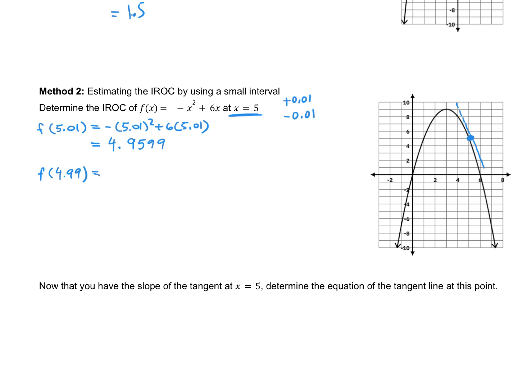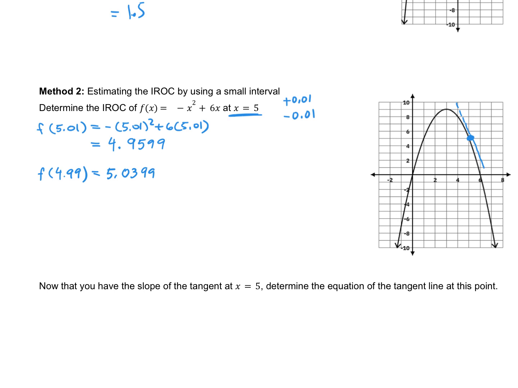I'm going to do the same thing with 4.99. That's me subtracting 0.01 from 5. And when I do the same thing, so -4.99 squared plus 6 times 4.99, I get 5.0399. So it is very close to 5 because the coordinate is at 5, 5. And you'll see these points are extremely close. They're 0.02 units apart, so barely apart. They're almost touching. So at least this way, though, I do technically have 2 coordinates, even though they're pretty much on top of each other.